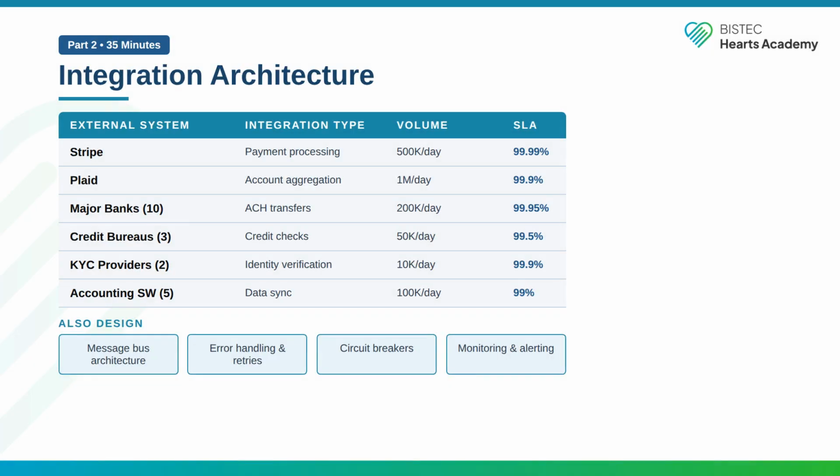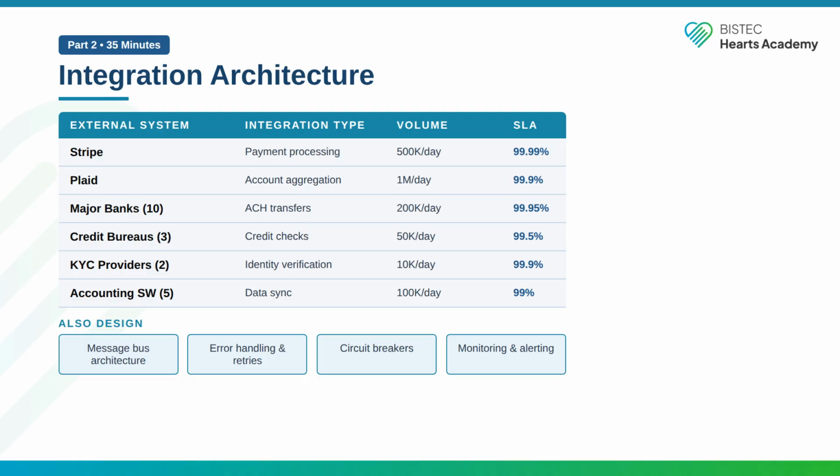6 external system categories, 6 different integration designs. Stripe with a 99.99% SLA. This is your highest SLA dependency. If Stripe is down, your customers can't process payments. Think about idempotency keys, webhook signature verification, and circuit breakers.